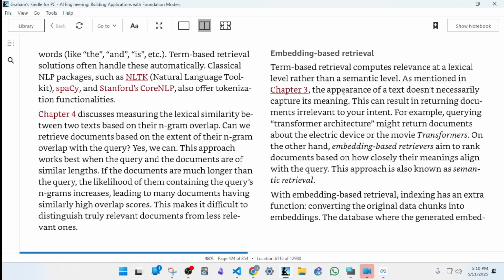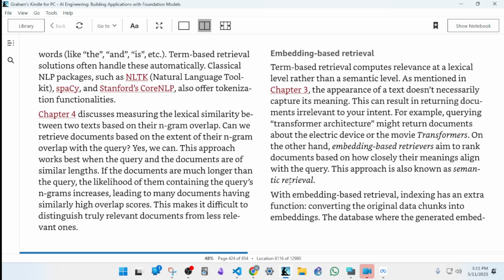As mentioned in Chapter 3, the appearance of a text doesn't necessarily capture its meaning. This can result in returning documents irrelevant to your intent. For example, querying transformer architecture might return documents about the electric device or the movie Transformers. On the other hand, embedding-based retrievers aim to rank documents based on how closely their meanings align with the query. This approach is also known as semantic retrieval.